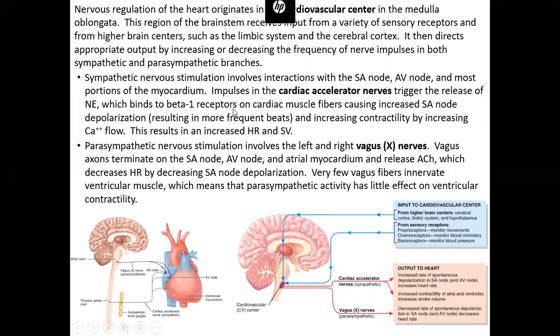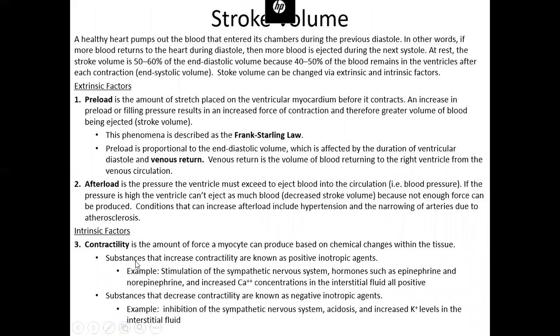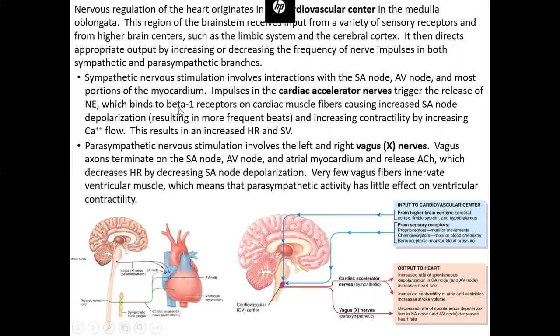Okay. So not only does the sympathetic nervous system increase our firing of the heart, meaning heart rate goes up, we just talked about it also increases contractility because it increases calcium inflow, which relates to the contractility stuff we just talked about. So the sympathetic nervous system activates increases in both heart rate and stroke volume.